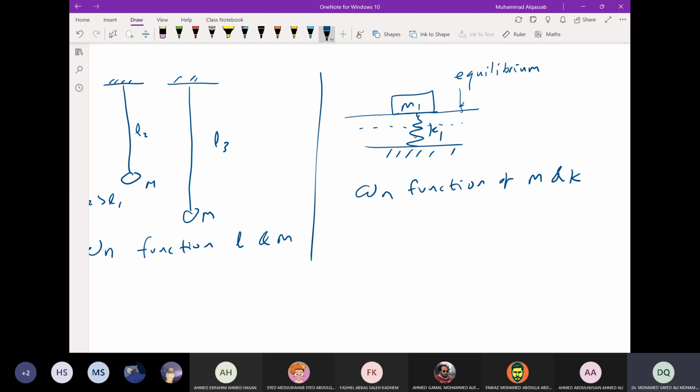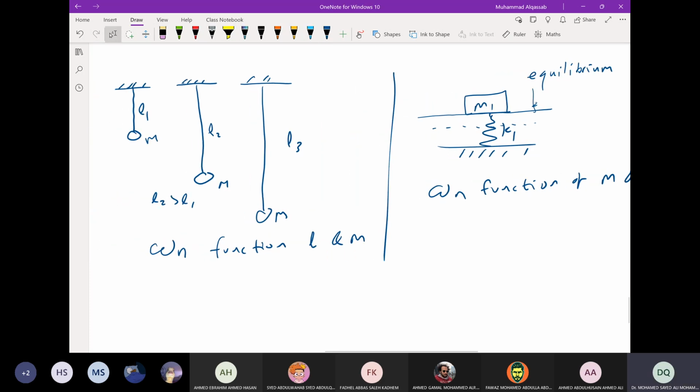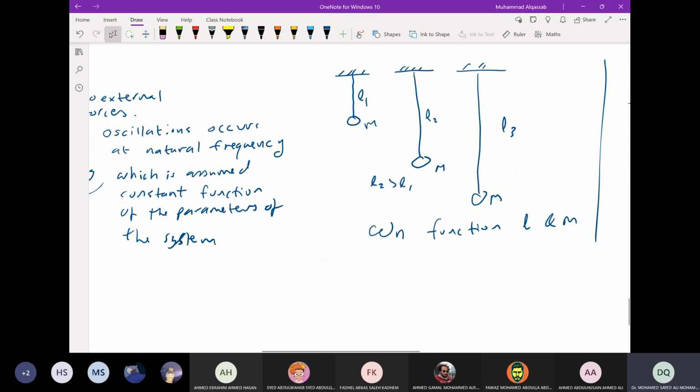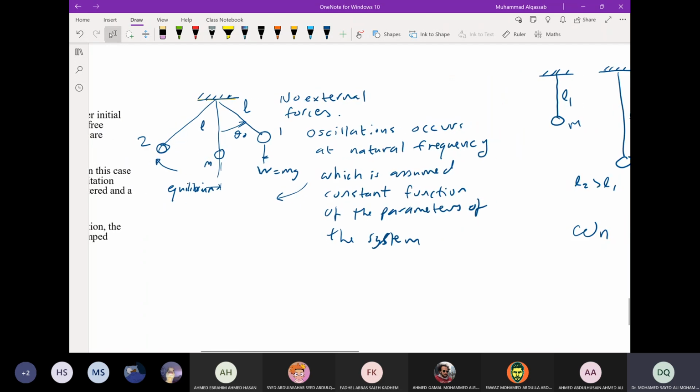So if you have M1 and K1, and then another system with M2 and K2, or you change one of the values, either the mass or the spring, then omega n will change. But it is not a function of time. Omega n is not a function of time. This is one of the assumptions. Now, what is the definition of a frequency? We call this the natural frequency.